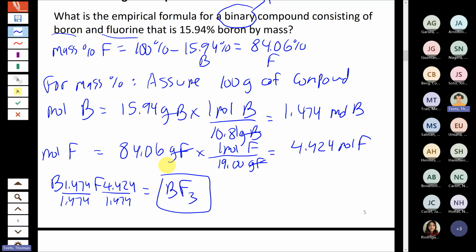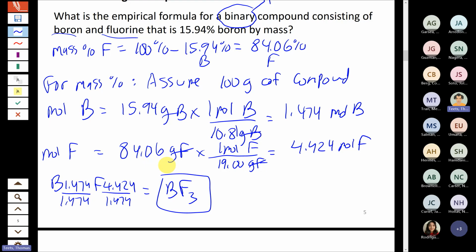All right. So it's the same steps. It's just when we're starting with mass percent, we assume that we have 100 grams, and then those percentages can be thought of as just how many grams of each element we would have in 100 grams of that compound. All right, so any questions so far?